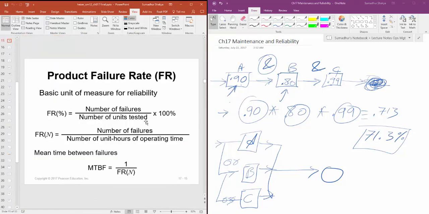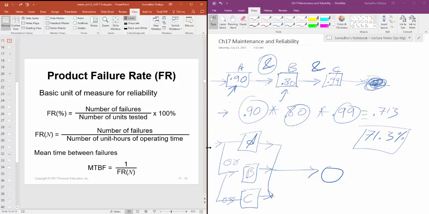The first thing is the percentage, which is common. We understood it as the number of failures divided by the number of units tested, not all of them, but only the number of units that were tested. And then you represent it in terms of percentage by multiplying by 100. Now, the second valuable number is the number of failures divided by the unit hours of operating time.